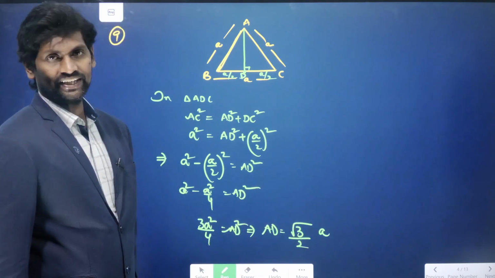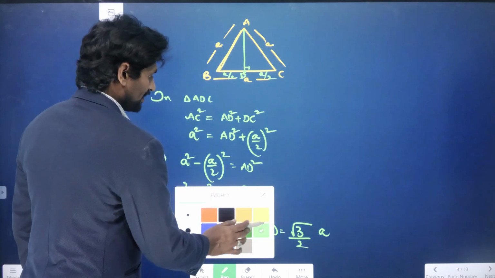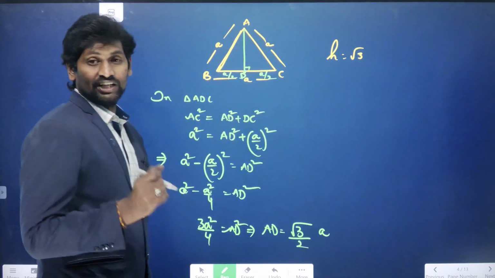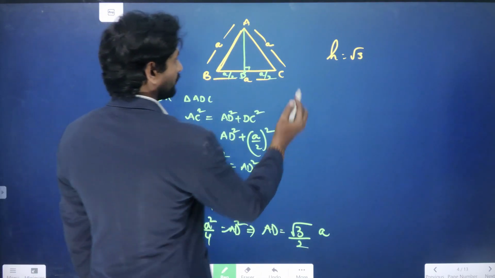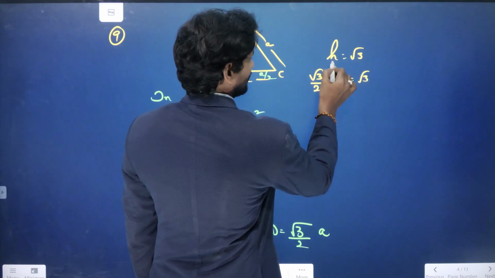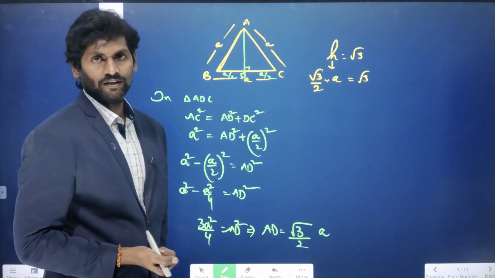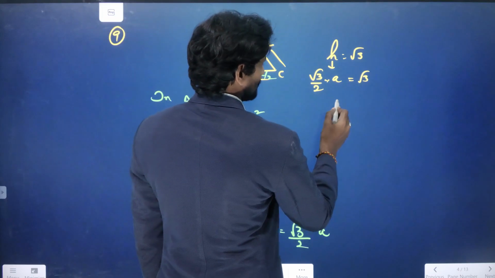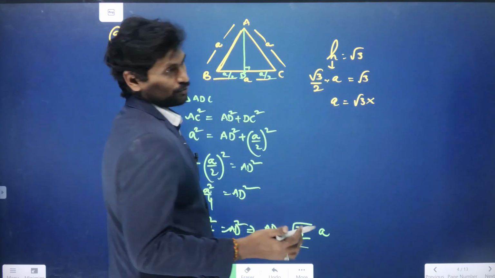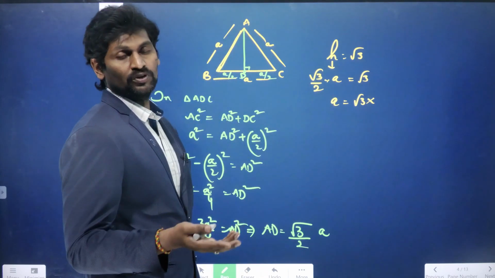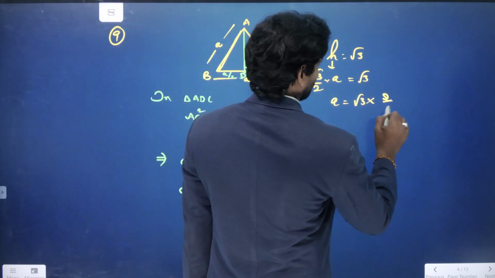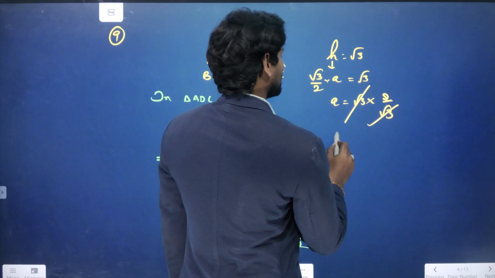So this is the actual height. But in the question, the height is given. What is the height in that question? That is root 3. In an equilateral triangle the height formula is root 3 by 2 into a. Root 3 by 2 into a is equal to root 3. That means in the place of height I substitute the formula. Try to transpose: root 3 into 2 by root 3, the reciprocal when you transpose. So root 3 cancels, a value is 2.